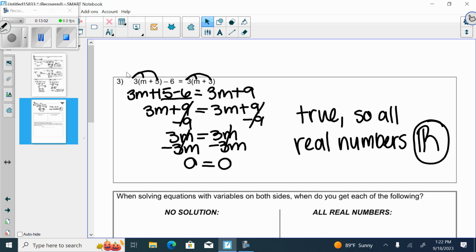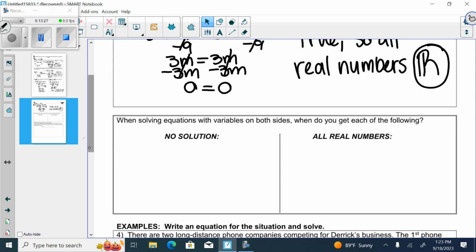So you still solve it the same way you've been solving. We're just saying that if you end up with a statement that's false, my answer is no solution. If you end up with a statement that's true, my answer is all solutions. Okay? So that's what it says in these boxes right here.